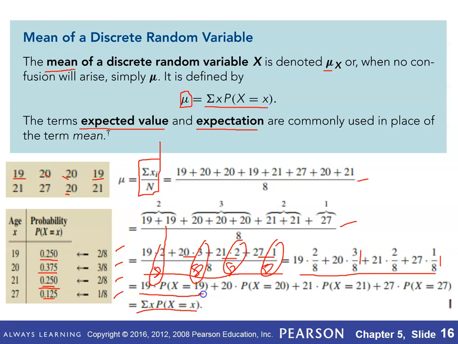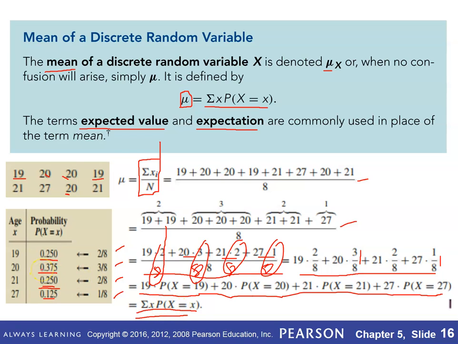this. Now this might look a lot more complicated, but it's how we get the final formula. We have 19 times the probability that they're a 19-year-old, plus 20 times the probability that they're a 20-year-old, plus 21 times the probability that they're a 21-year-old, plus 27 times the probability that they're a 27-year-old. All of that can be written in this formula: the sum of all of the ages times the probability that they're that age.